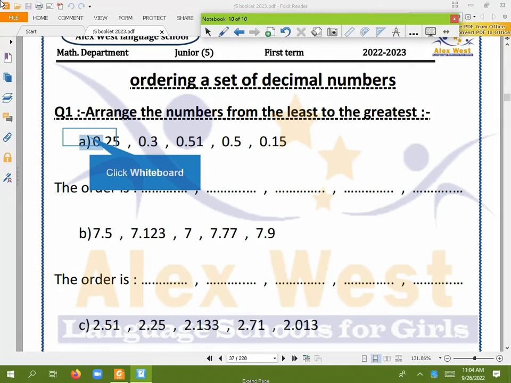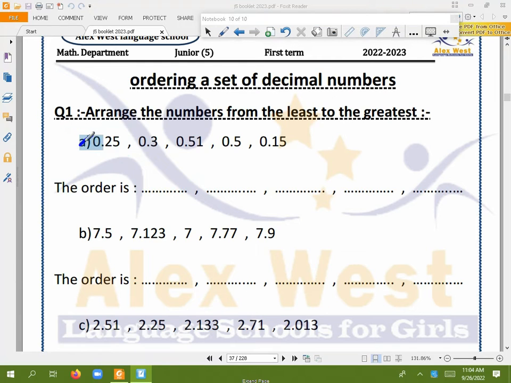Now, ordering a set of decimal numbers. How can we arrange the numbers from the least to the greatest, or in ascending order? Firstly, look at the numbers in the whole part. Here we have 0 in all numbers. So we move to the decimal places. Do we have the same number of places in the decimals?